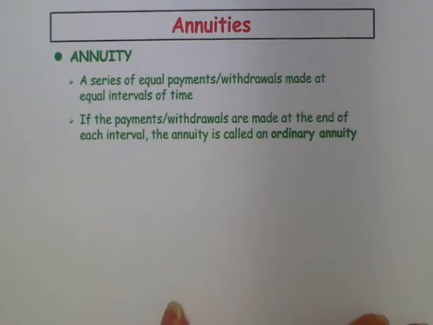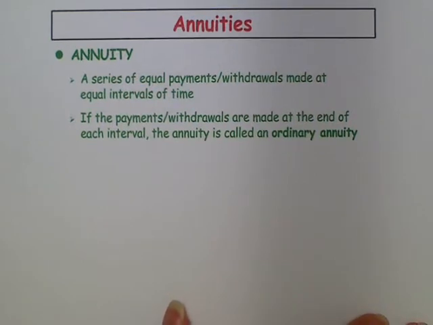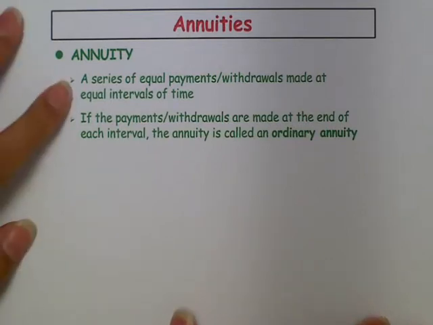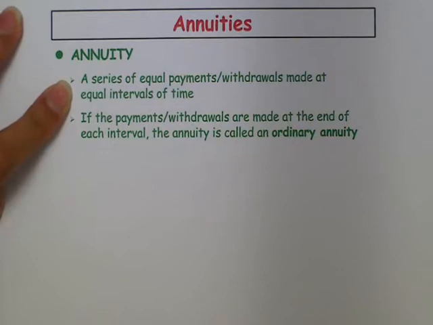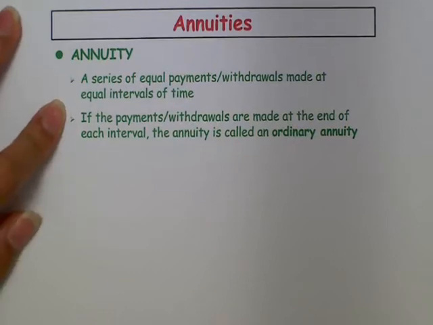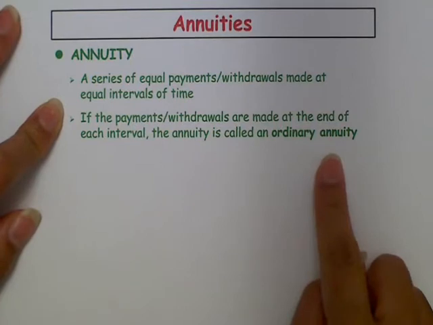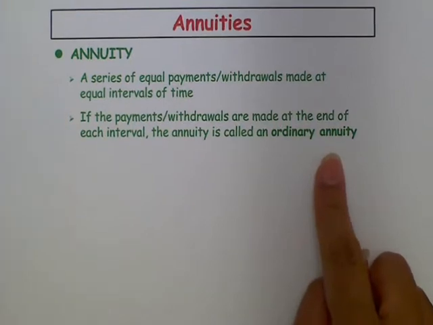An annuity is a series of equal payments or withdrawals made at equal intervals of time. If the payments or withdrawals are made at the end of each interval, the annuity is called an ordinary annuity. We will only be looking at ordinary annuities in this course, so you don't have to worry too much about the second statement.